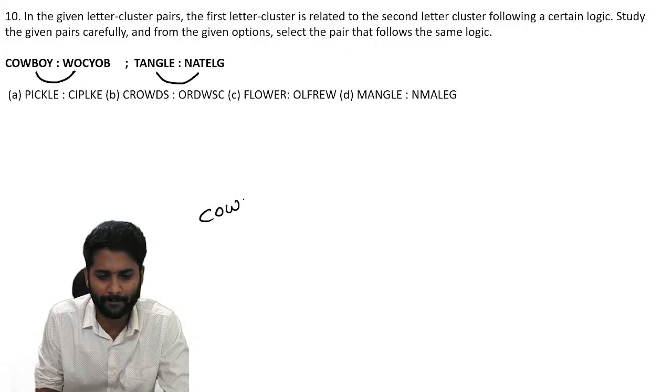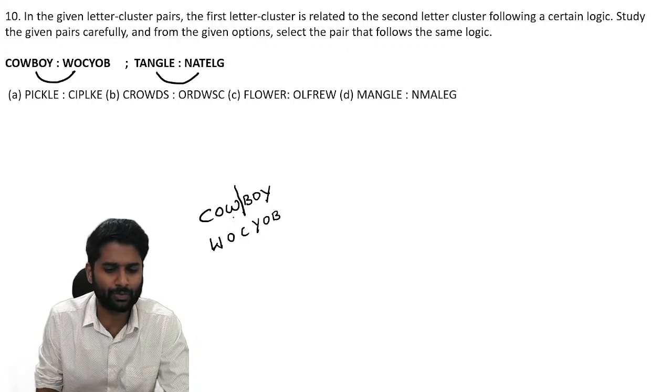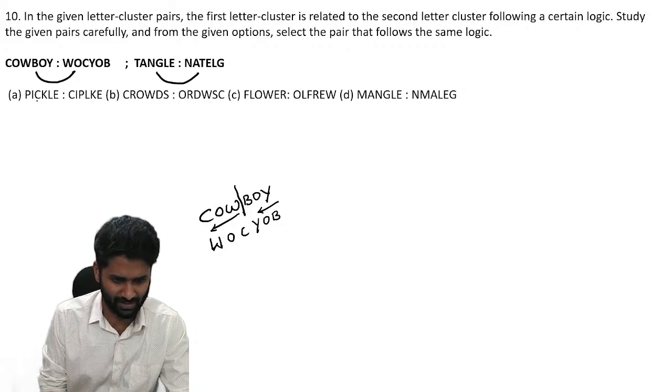See cowboy, how they represent WOCYOB. See, they divided it into two parts, reverse the first part and reverse the second part. So check with the question.